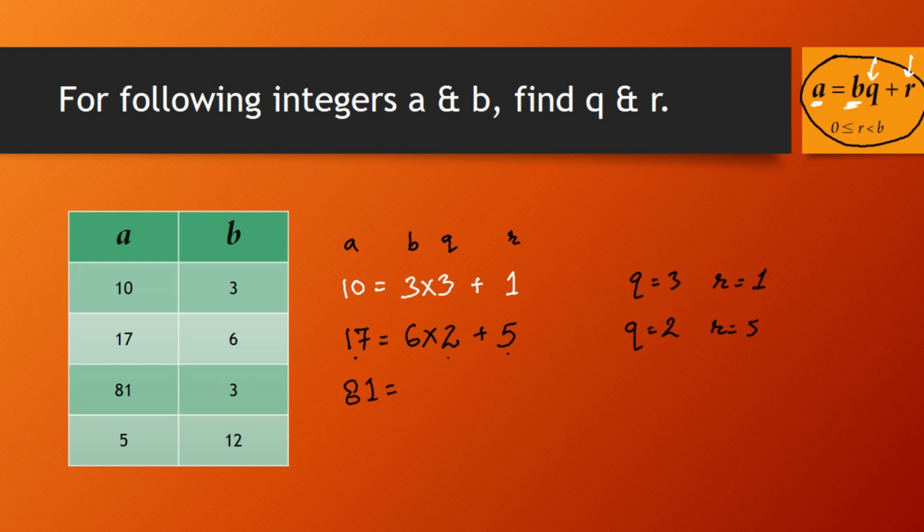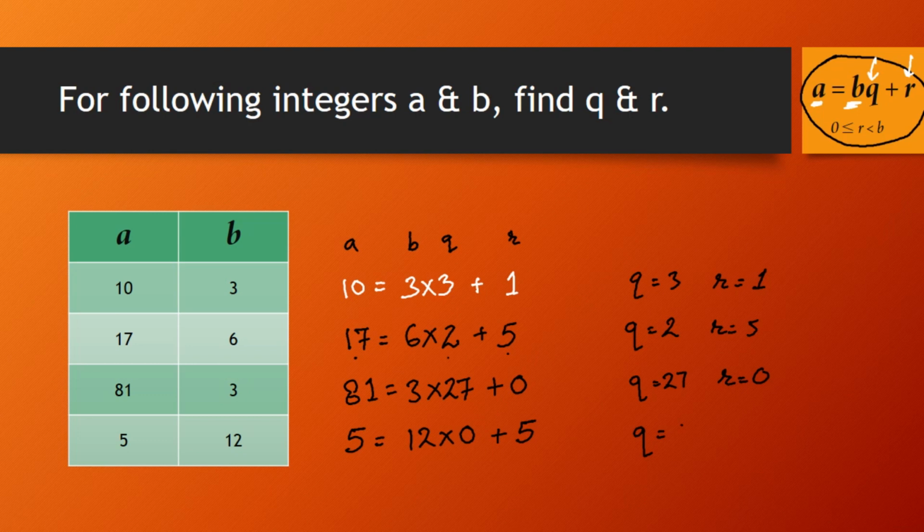81 equals 3 times. 81 is a multiple of 3 and 3 times 27 will give me 81. Which means the remainder will be equal to 0. Here quotient is 27 and remainder equals 0. Last but not the least, here kindly note that 5 is less than 12, which means 12 has to be multiplied by 0 and then the remainder will be 5. So in this case, quotient equals 0 and remainder equals 5.